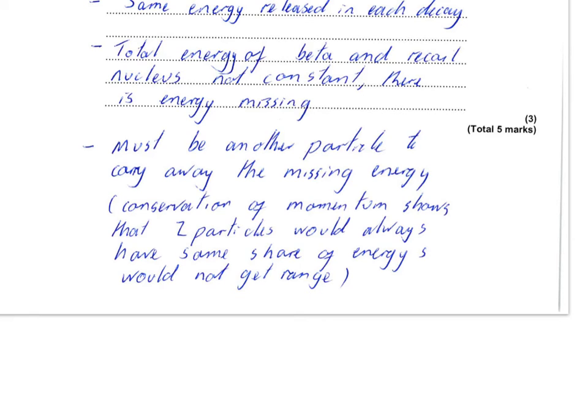In fact, ideas we'll be approaching during the second term about momentum show us that if we had only two particles, only the beta and the recoil nucleus, they'd always take the same share of energy. So the fact that the beta is going away with different amounts of energy must be telling us that we've got another particle there each time. So that's the Particles Homework Booklet question 6.